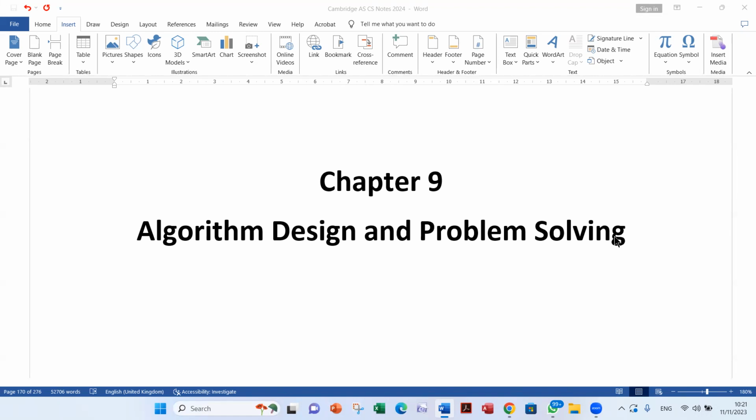Python code, because probably all of you will be doing the A2. In the A2, you have 2 papers, paper 3 and paper 4. Paper 3 is theory. Paper 4 is practical on computer. Paper 4 is all in Python.